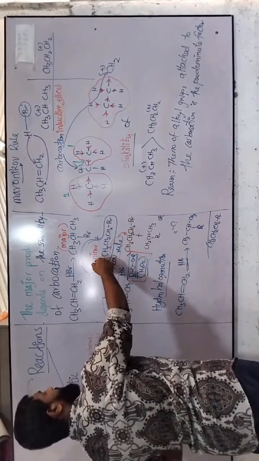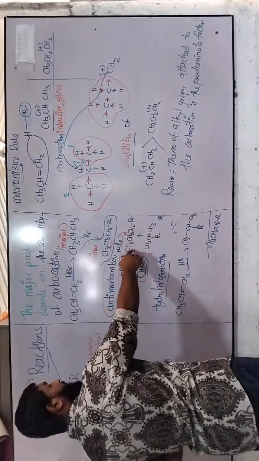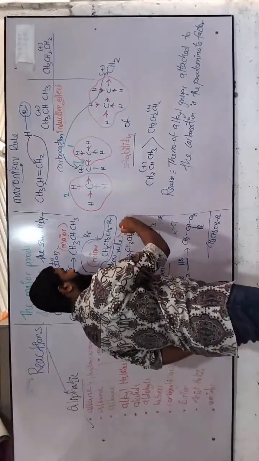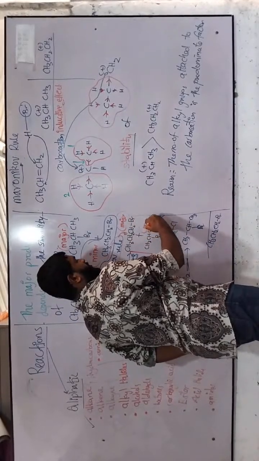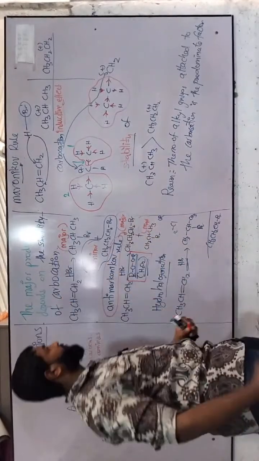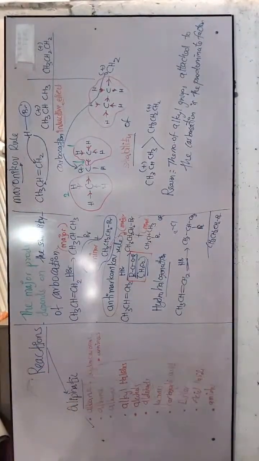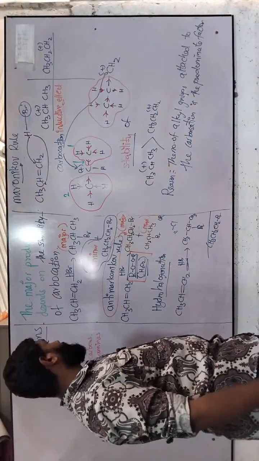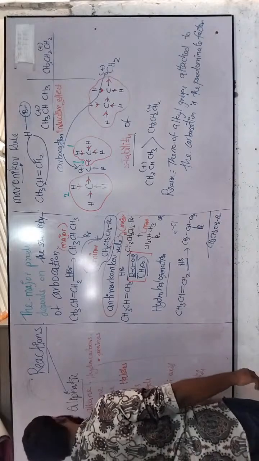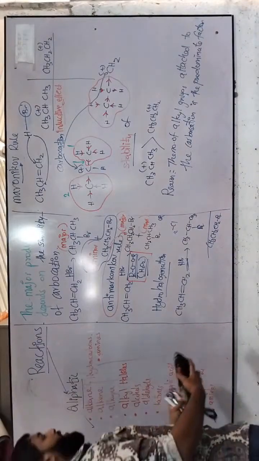But here this becomes the minor product. So here this is the major product, and this one is going to be a minor product. Understood? So this is the reaction based on the alkenes.